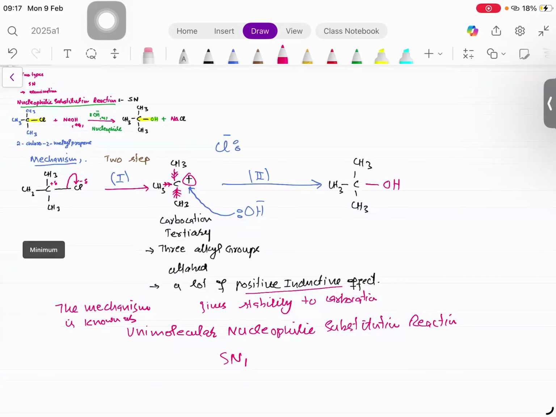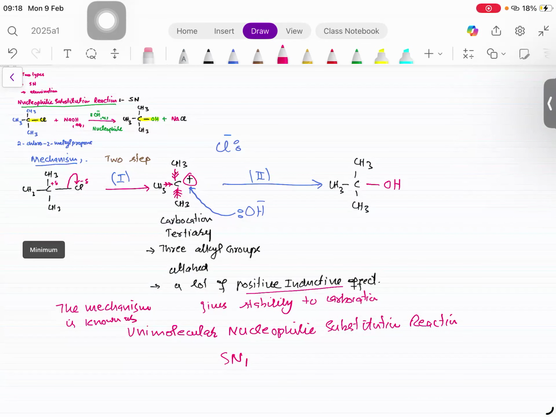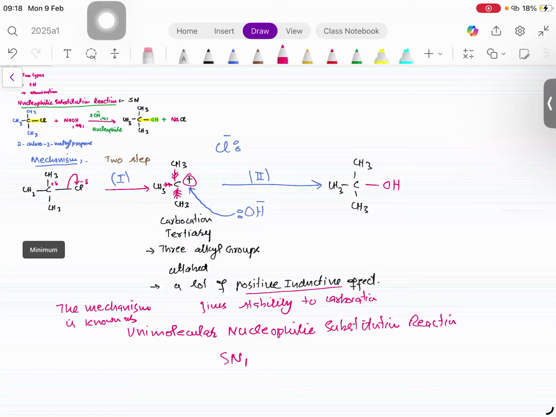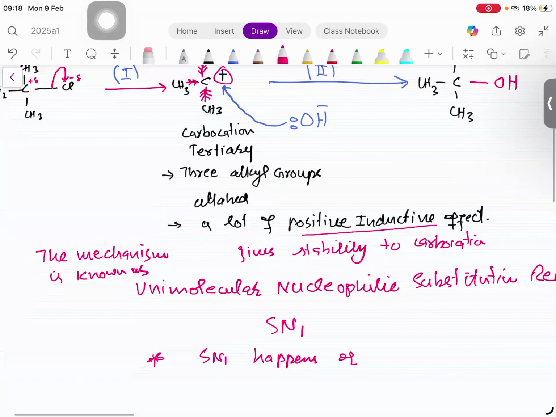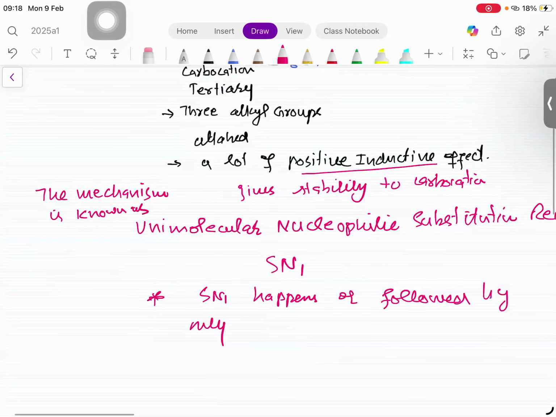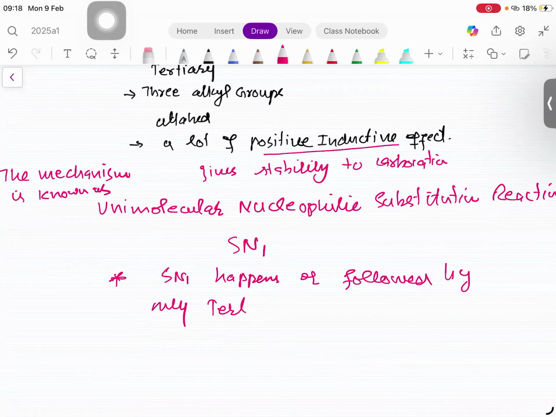Because then it would be able to generate a stable carbocation, right? So please write down with the star: SN1 happens only followed by tertiary carbocations, tertiary haloalkanes.